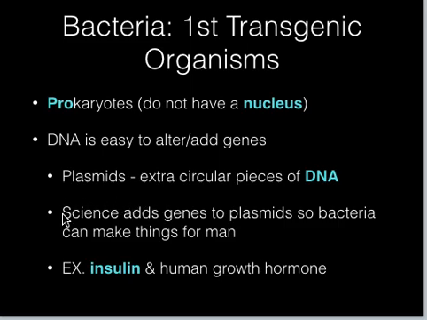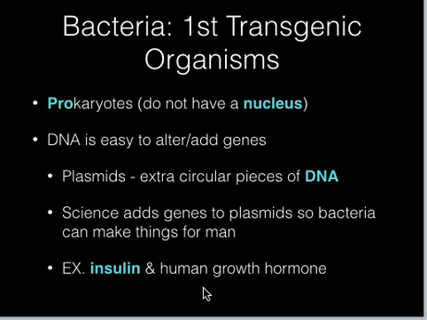What we do is we add the genes that we want the bacteria to produce to the plasmids. And that allows the bacteria to make proteins for man. The example here, the first one we did was insulin. And I mentioned this many times before. We don't use pig insulin to give to diabetics anymore. You can actually take real human insulin. We get the bacteria to make it for us.